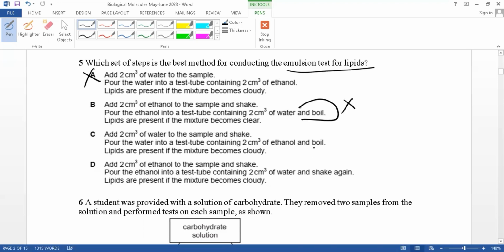We never boil in the emulsion test. That is also then wrong. So the only option left is D, and that is correct.